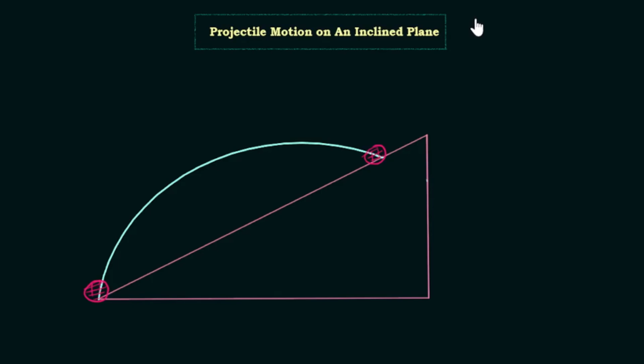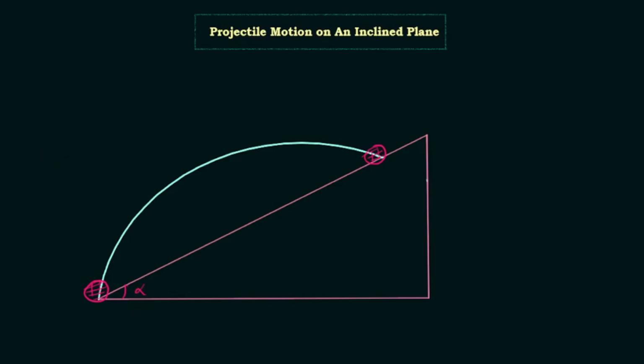In this particular video, we are going to see one different kind of projectile motion. It will not be on leveled ground, but on an inclined plane. Consider one inclined plane here, which has an angle of alpha. The angle of inclination is alpha, right?